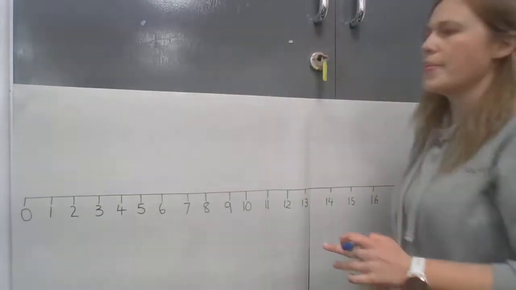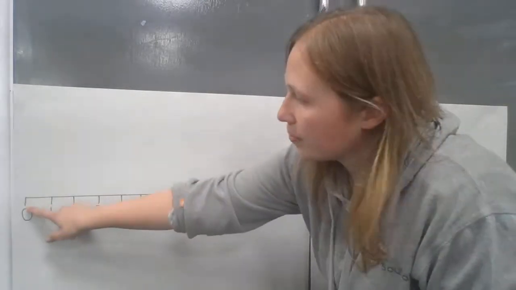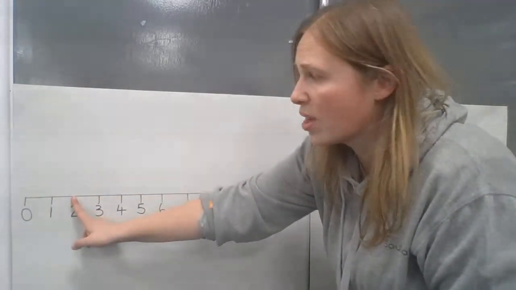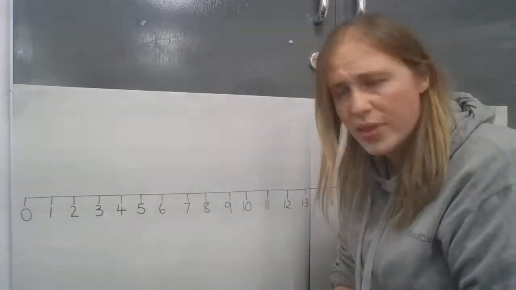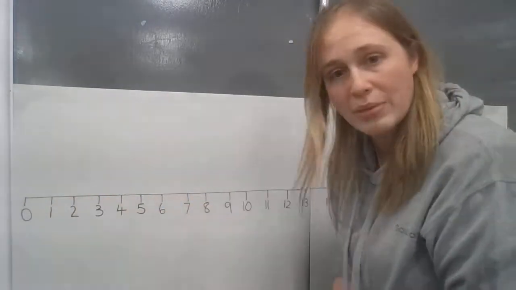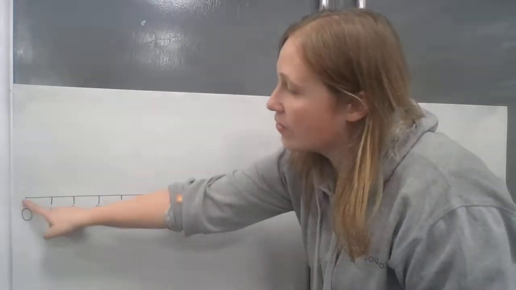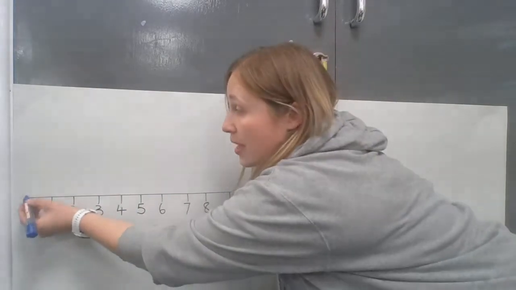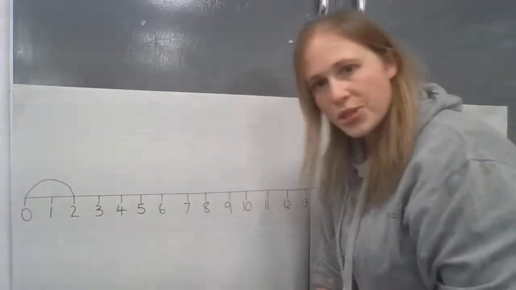Okay, I'm going to start at 0. And when I count in twos, I have to jump over the odd numbers. I have to miss a number out each time. So instead of going from 0 to 1, I have to go from 0 to 2.